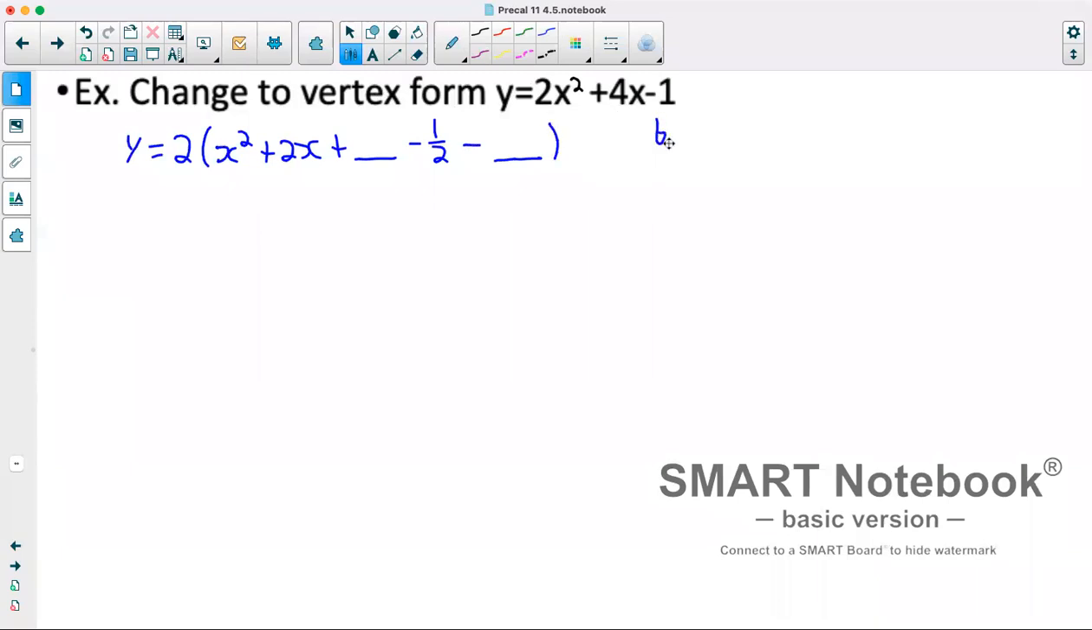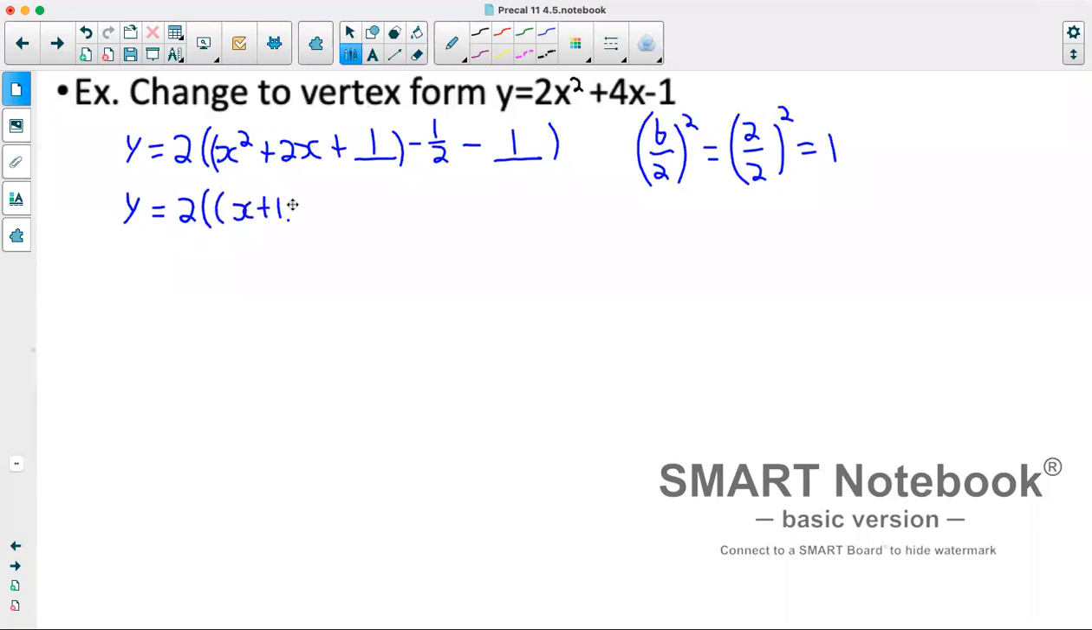In that blank is going to go our b divided by 2 and squared. Now our b value is from our version where we factored out our a value. So we'd have a 2 over 2 squared, so that's just going to be 1. Our first 3 terms form our perfect square trinomial. So we'll factor it, so that becomes (x plus 1) squared. And then -1/2 minus 1 is -3 over 2.